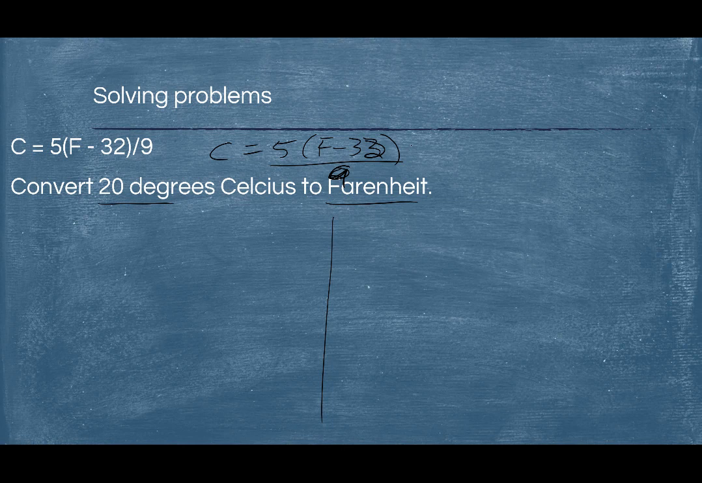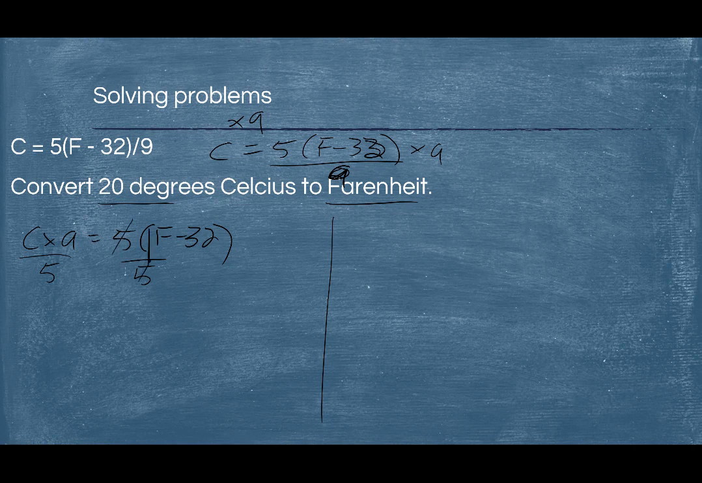So to get rid of the 9, let's focus on it first. You got to multiply both sides by 9. All right, so now you've got C times 9 equals 5 F minus 32. I don't expect you to show every one of these steps when you're doing these, but I'm going to show you every step because I don't know exactly where you guys are at with this stuff. Step 2, get rid of the 5. It's multiplied by 5, so divide both sides by 5.